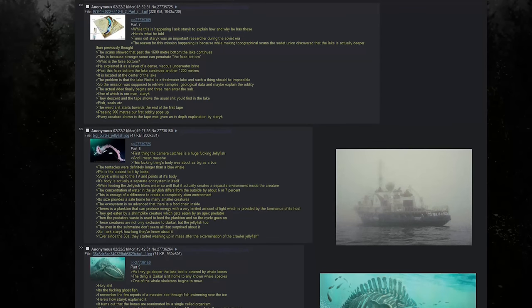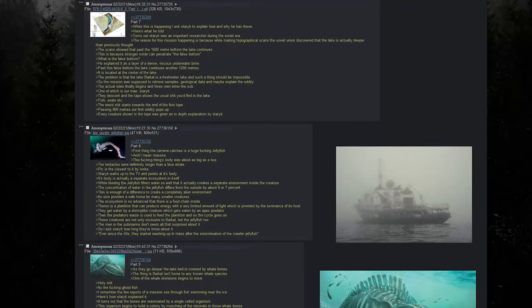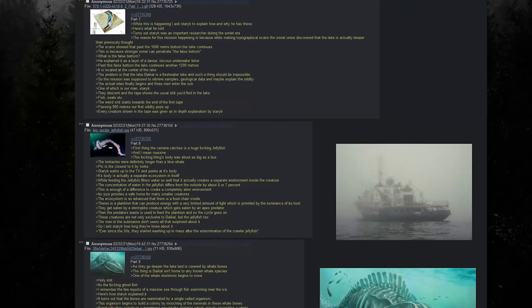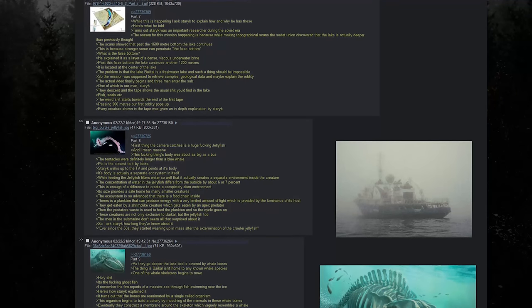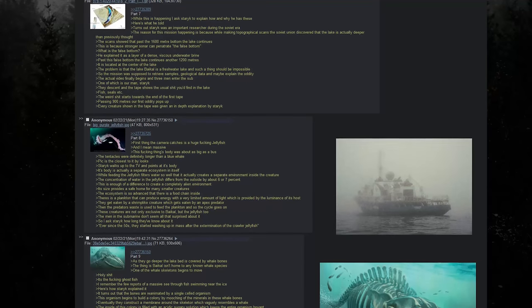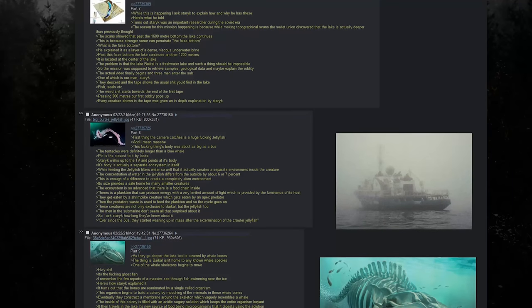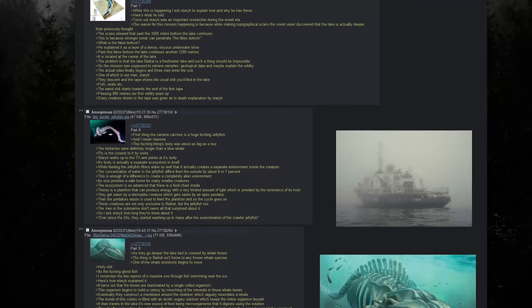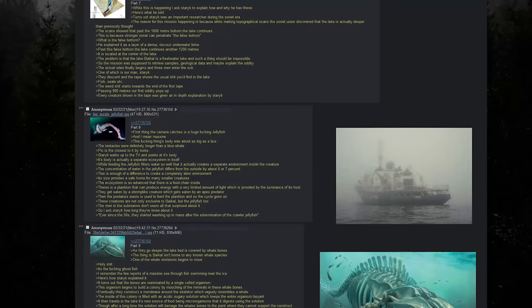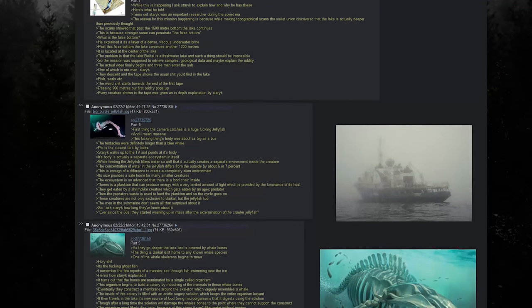And I mean massive. This fucking thing's body was about as big as a bus. The tentacles were definitely longer than a blue whale. Pick is the closest to it by looks. Styx walks up to the TV and points at its body. Its body is actually a separate ecosystem in itself.